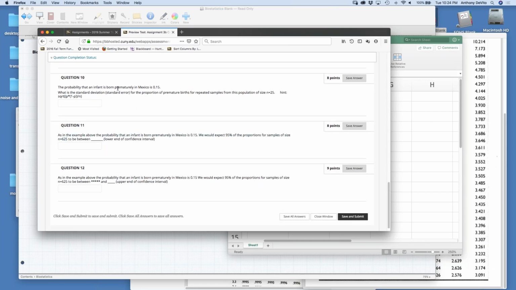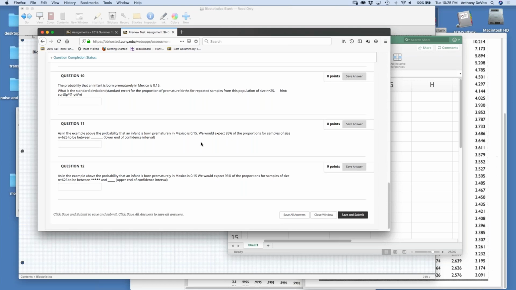In this case, you knew what the actual proportion was. It's given to you. You know what P is. You take a sample of 625. Now our 95% confidence interval is going to be P cap, which is 0.15, plus or minus 1.96, because it's a big sample, 1.96 times the standard error.